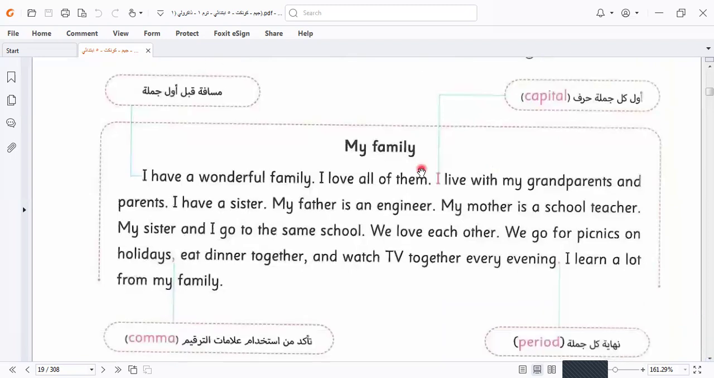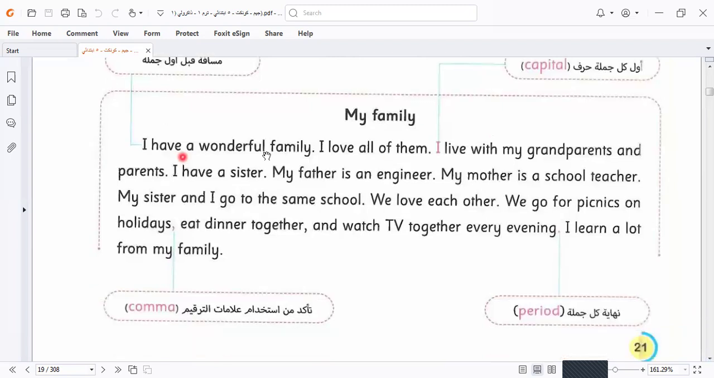This is an example of a paragraph. Let's read it together. I have a wonderful family. I love all of them. I live with my grandparents and parents. I have a sister. My father is an engineer. My mother is a school teacher. My sister and I go to the same school. We love each other. We go for picnics on holidays, eat dinner together, and watch TV together every evening. I learn a lot from my family.